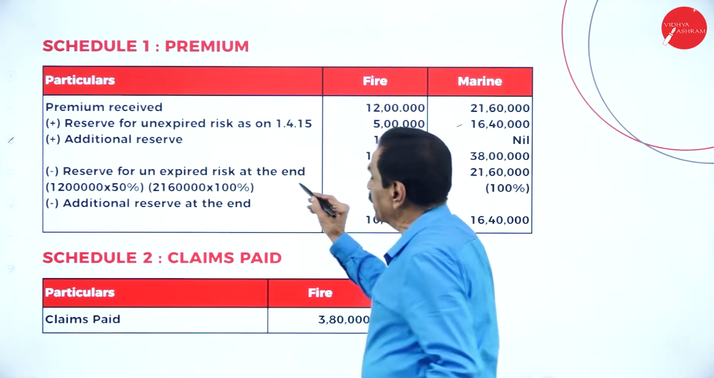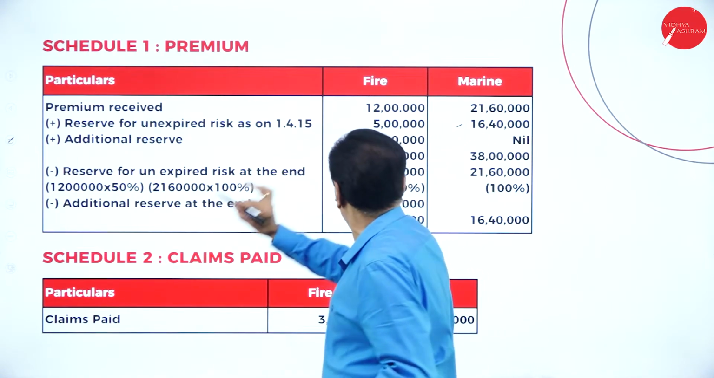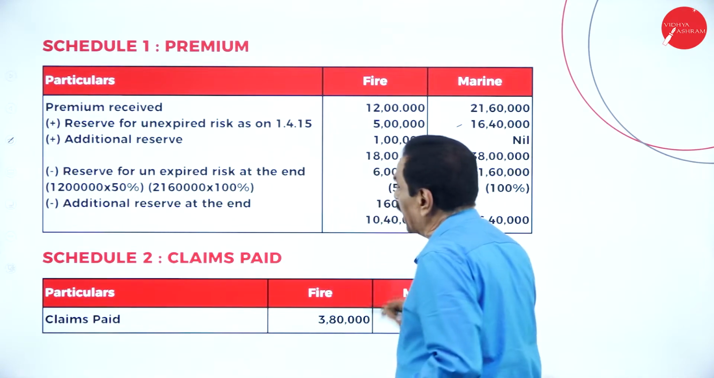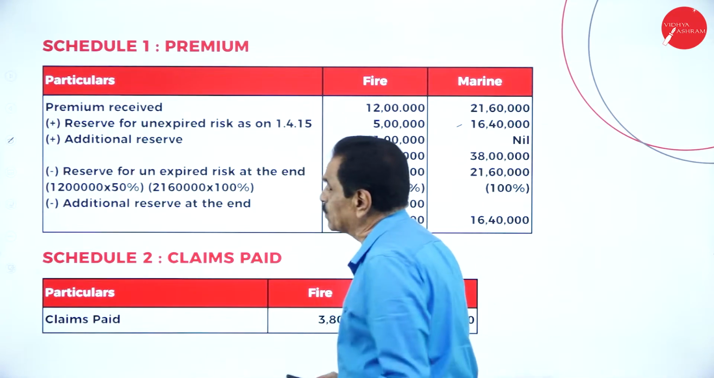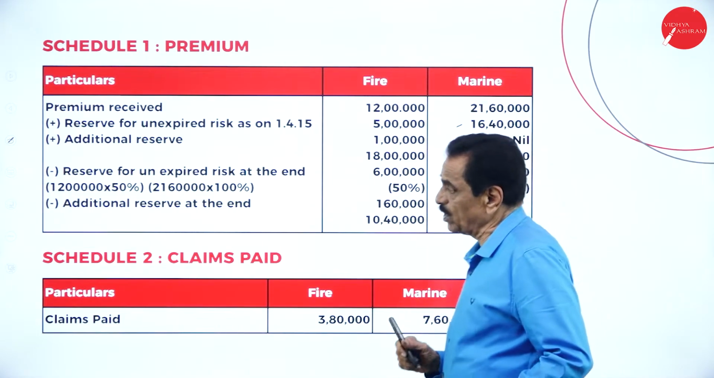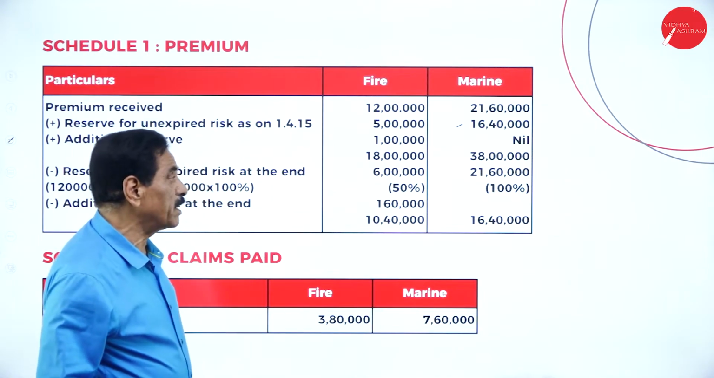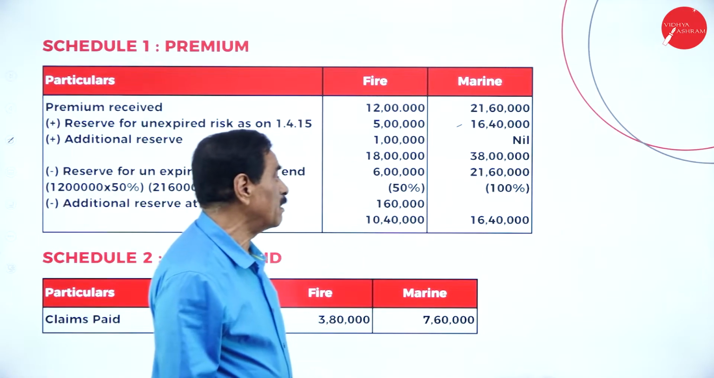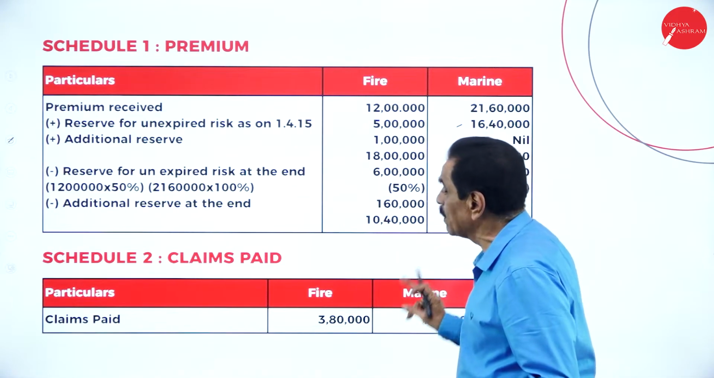And reserve for unexpired risk at the end: 50% of 12 lakh is 6 lakh for fire, 100% of 21 lakh 60,000 is 21 lakh 60,000 for marine. Minus additional reserve at the end of the year, 1 lakh 60,000 in case of fire. It becomes 10 lakh 40,000. This becomes 16 lakh 40,000, the balance figure in case of marine.